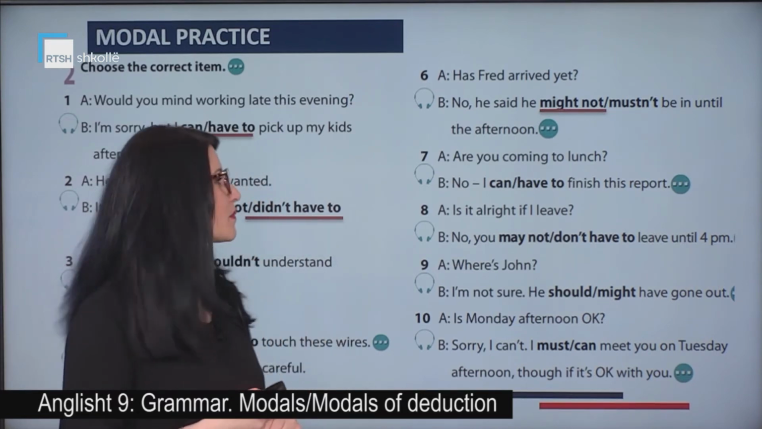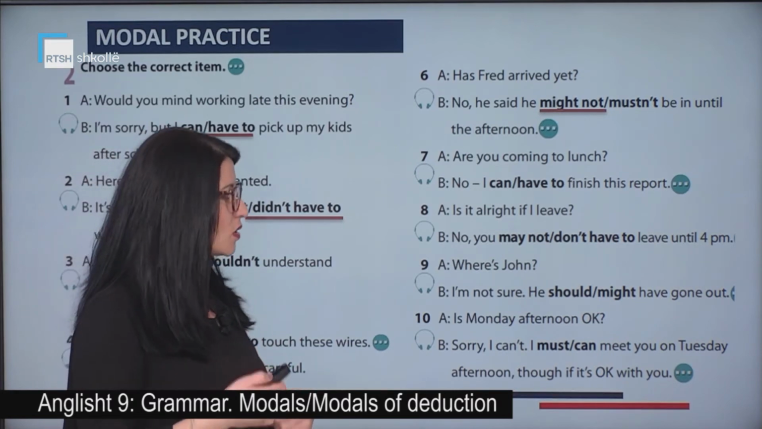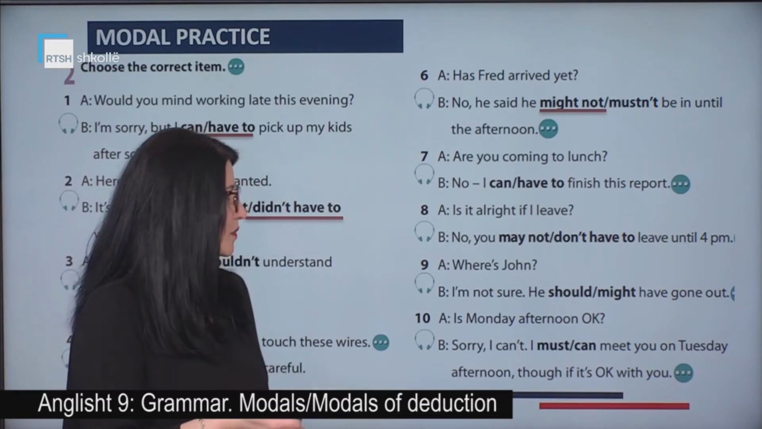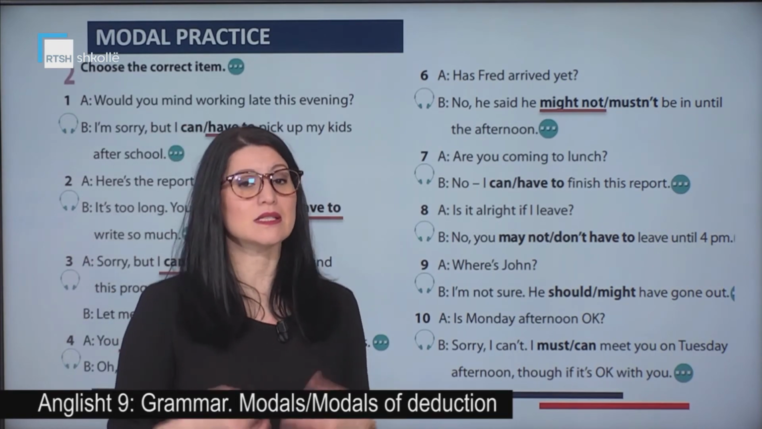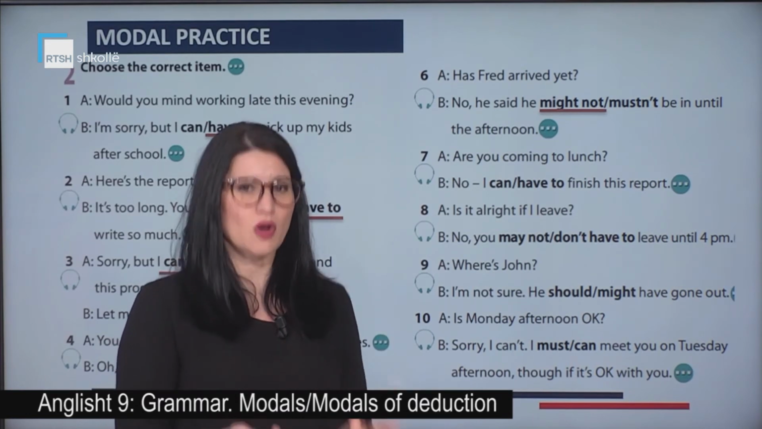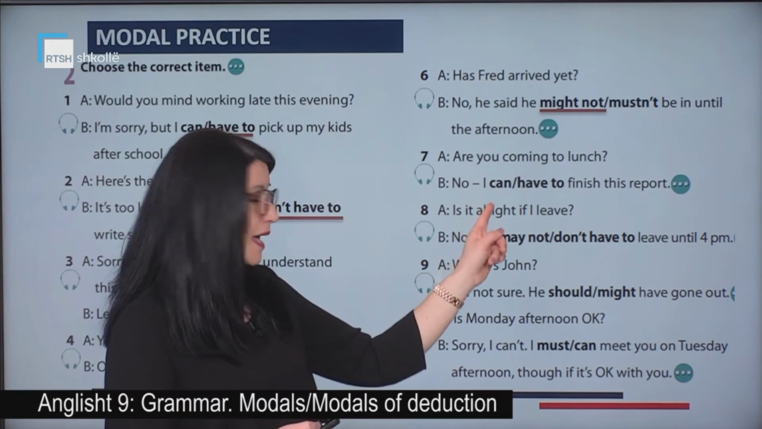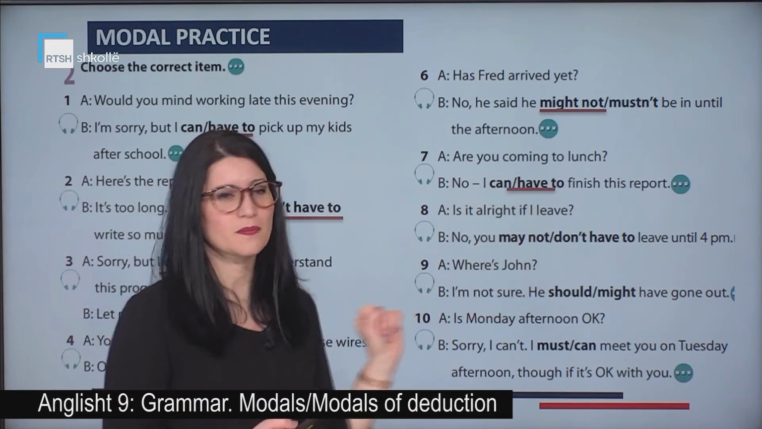Sentence number 7. Are you coming to lunch? No, I can or I have to finish this report. So this person is implying that he's obliged to do something else. And what modal do we use to express obligation? Is it can or have to? And it is have to.